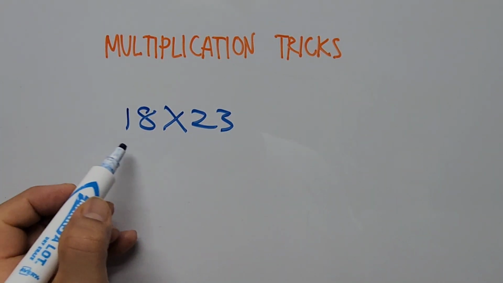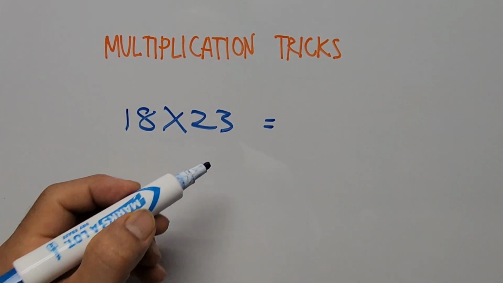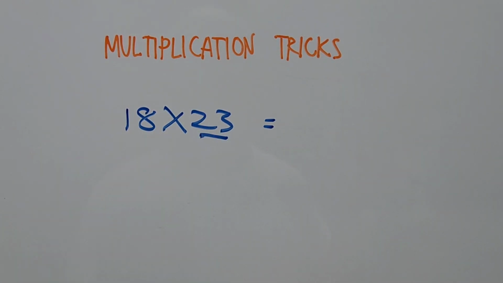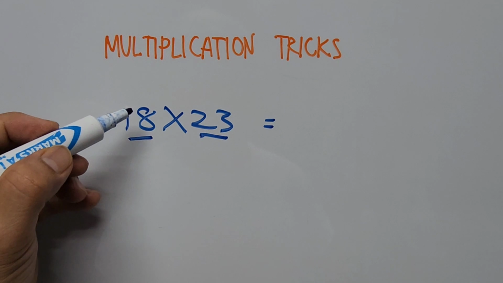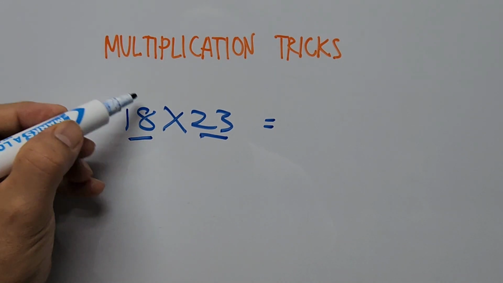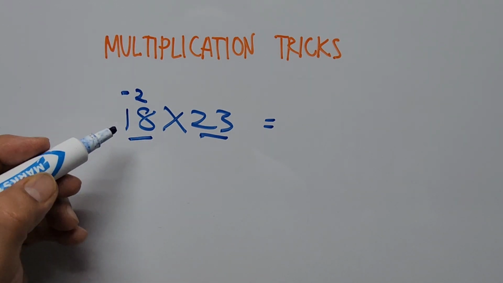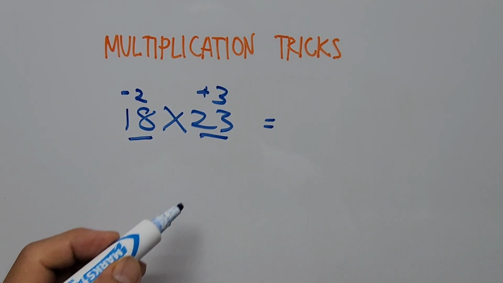These numbers are close, 18 and 23, right? So here we're using base 10, or let's say base 20, right? I said base 20 because 23 is 20 plus 3, and 18 is close to 20. Since we're using base 20, 18 is how many numbers far away from 20? That's 2, right? So this is 2 less than 20, and 23 is 3 points over 20.